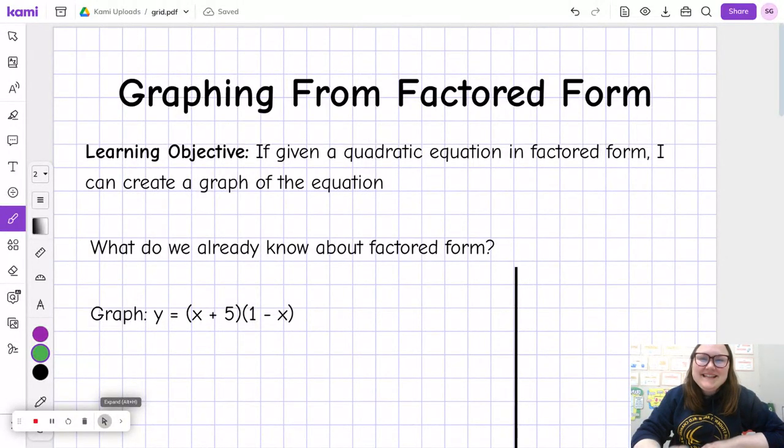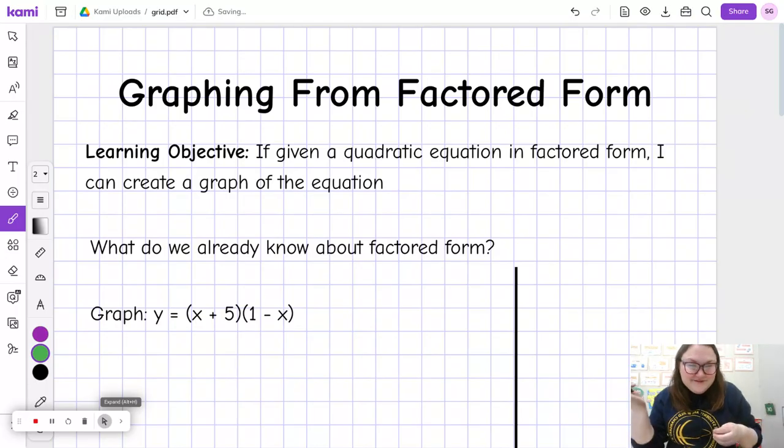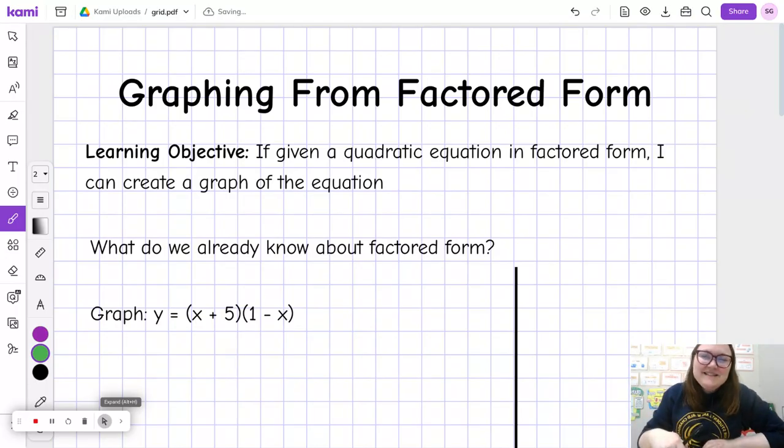Algebra students, this video is going to be on our lesson, graphing from factored form. The goal for this lesson is that by the end, if you are given a quadratic equation in factored form, you can create a graph of that equation. We've done some activities so far in class where maybe you're matching an equation in factored form with the graph, but in this lesson we're actually going to make the graphs ourselves.